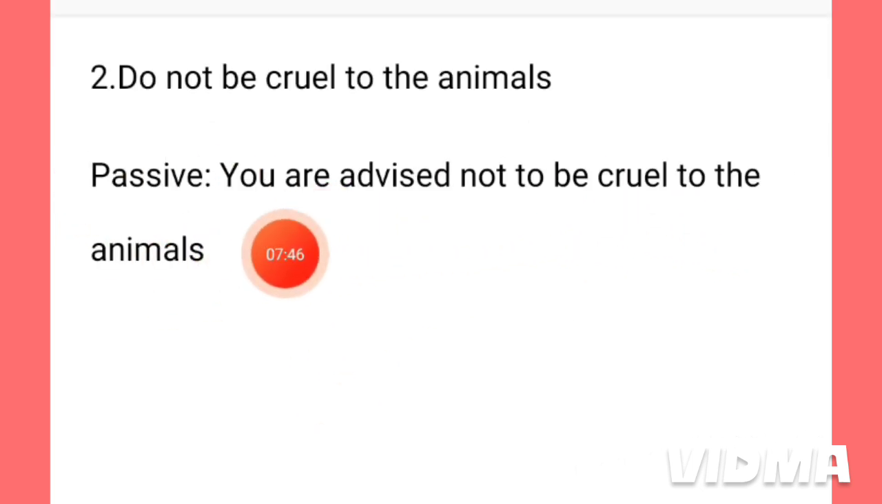Now, this is the passive form of the sentence. Actually, this sentence is in active voice, and this is the passive voice. You are advised. Advice is being given to anyone. That is why we have used here you are advised. Then we have to write here not to be, because this is a negative sentence. Do not, this is a negative sentence. Here is a not in the sentence. That is why we have written here not to be cruel to the animals. This is the other remaining part, and this remaining part has been positioned here like the original sentence. So the actual answer is you are advised not to be cruel.